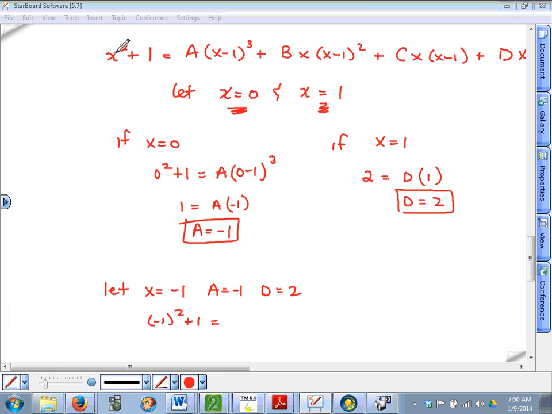Okay, so we put in a -1 for x. So x squared plus 1 is (-1) squared plus 1. Now what do we do? What's a? Okay, so we're just writing everything that we can here.